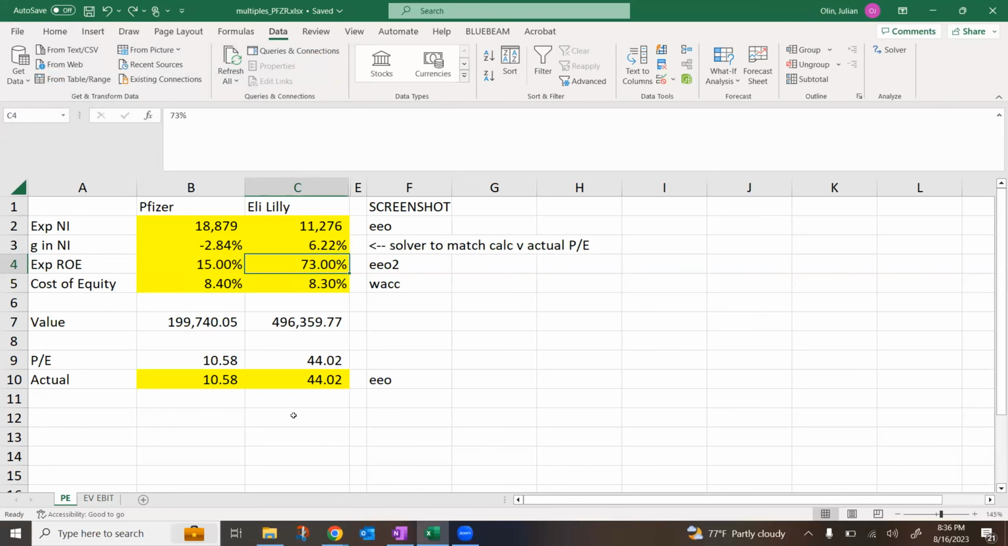Well, two reasons. The difference in the cost of equity is not making much difference, but their spread is huge compared to Pfizer, on the tune of 73 versus 15. But they're also growing positively, not negatively. So it's those two factors. Their growth rate is much higher, and their spread is really large compared to Pfizer. Yeah, this one's pretty straightforward. So go to the next tab.